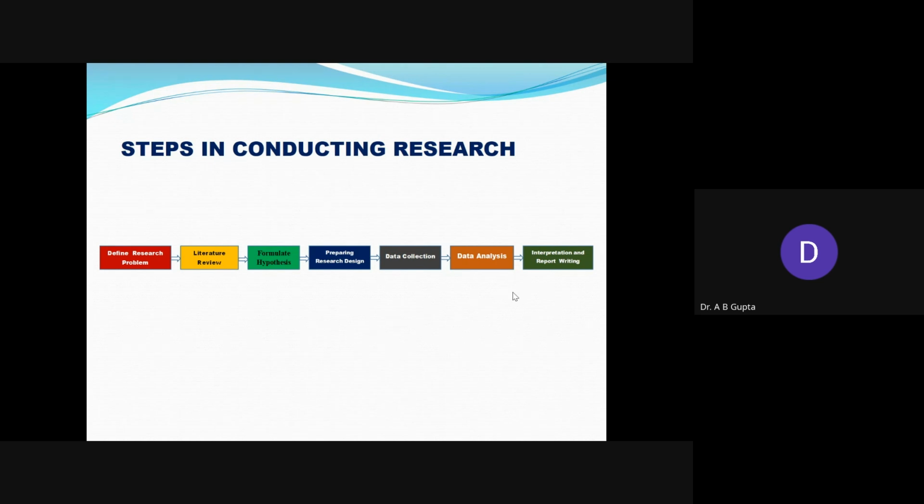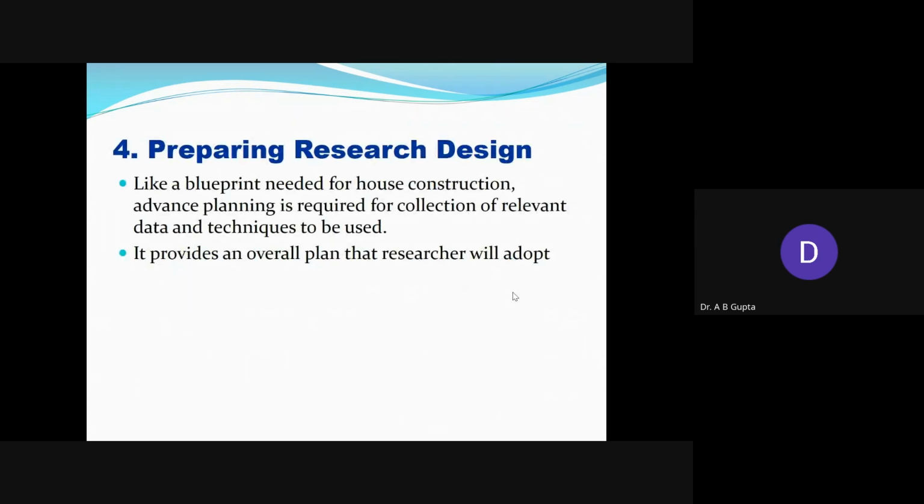Okay. So again, coming back to this systematic method of conducting the research, we have already discussed three steps. The first step is defining the research problem. The second step is literature review. And the third step is formulating the hypothesis. And now we come to the fourth step, that is preparing the research design. So, what is a research design? Research design, design means you are planning, you plan for your research.